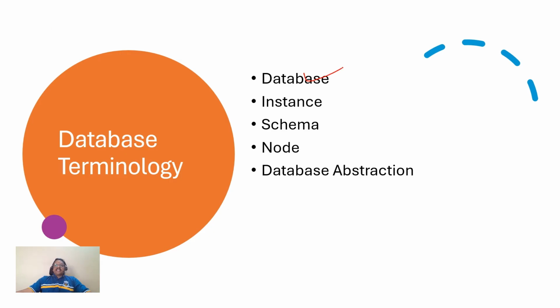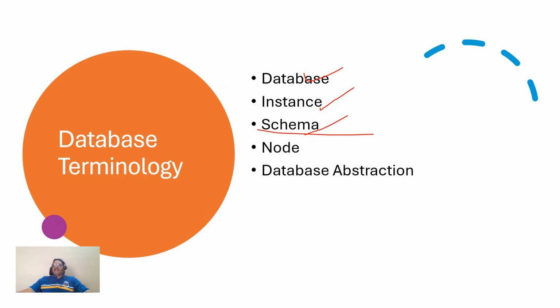Then second is instance. An instance is just a running version of your database software, like having the cupboard open and ready for use. Then thirdly, we have the schema. Imagine a floor plan for your cupboard, showing how the shelves, tables, compartments, and their connections are arranged. That is nothing but the schema.